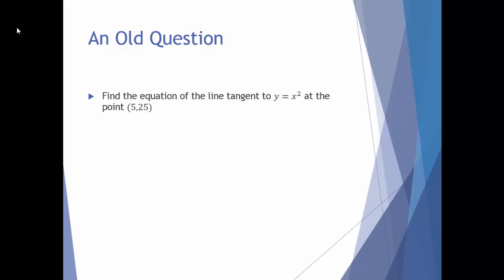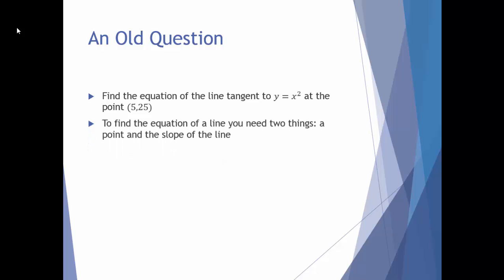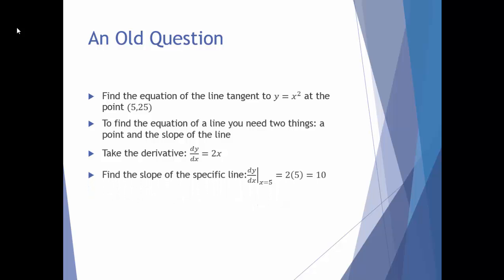And in order to answer that question, we need the same two things we've always needed. You need a point, which we have at (5, 25), and then you need the slope of that tangent line. And remember, the slope of a tangent line is given by its derivative. So we take the derivative, dy/dx, and we get 2x, and that gives us the slope of every tangent line, but we specifically want the slope of the tangent line that has an x-coordinate of 5. So when you plug 5 into this derivative, you end up with 10. So the slope of that tangent line will be 10.